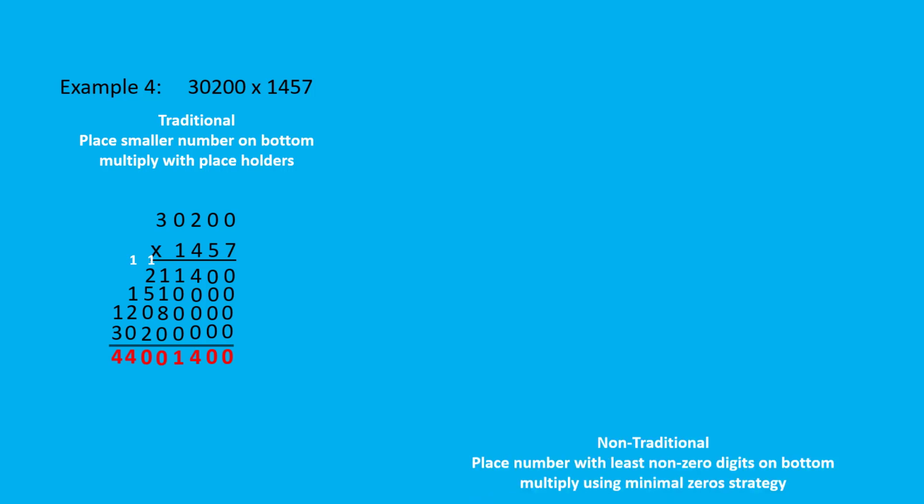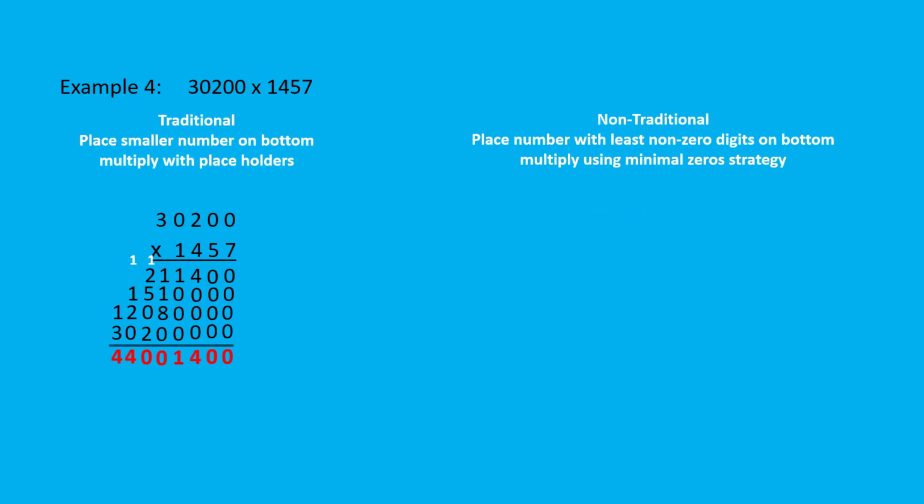Okay, now let's look at the non-traditional, using minimal zeros. Okay, this time we're going to place the number with the least non-zero digits on the bottom. So this time we're going to put 30,200 on the bottom because there's only 2 non-zero digits. Okay, 1,457 has 4 non-zero digits. So we want the one with the least number of non-zero digits on the bottom.